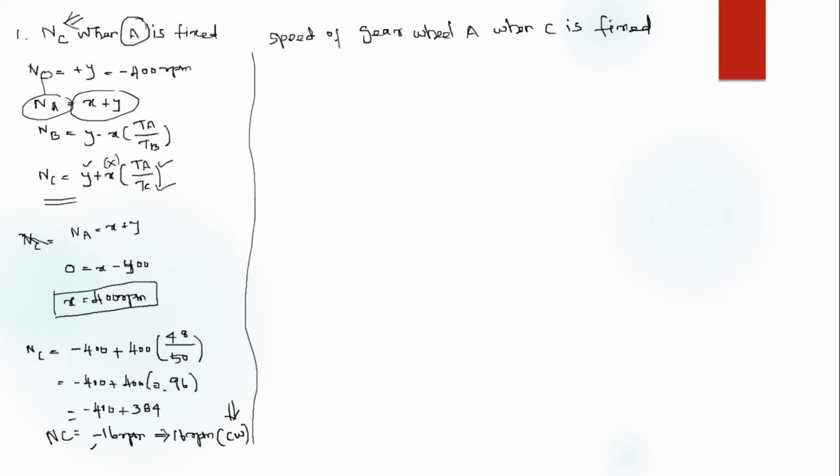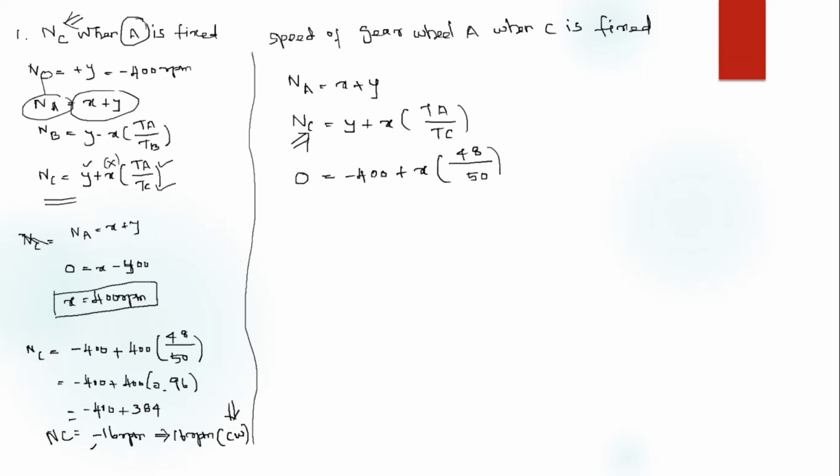Now, question number 2, speed of gear wheel A when C is fixed, right. So, speed of gear wheel N_A is equal to x plus y. The speed of gear C, N_C, is equal to y plus x into T_A by T_C, right. When C is fixed, put 0 for N_C, which is equal to y, minus 400, right, plus x into T_A. T_A is equal to 48 divided by 50.